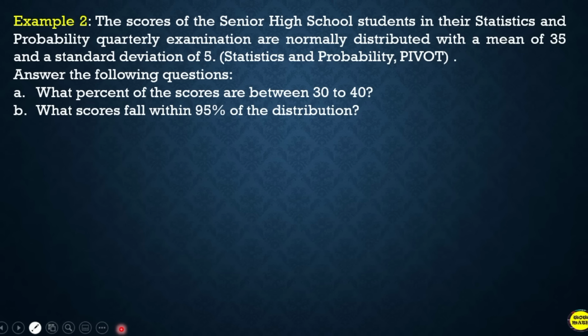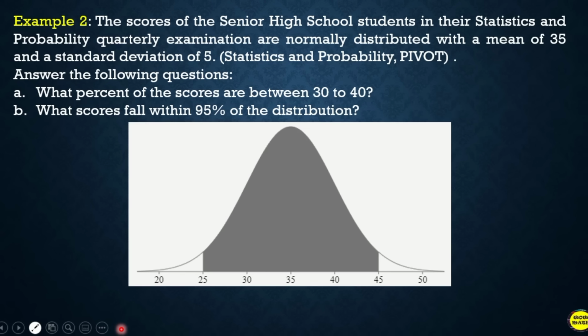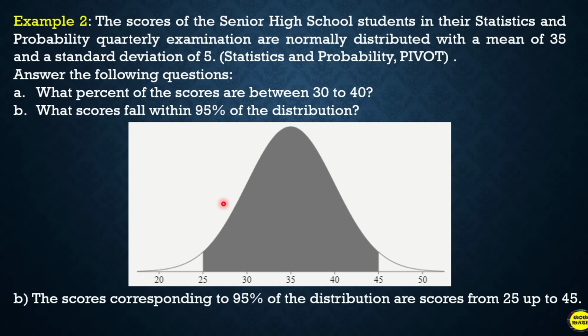So for letter B, what score fall within 95% of the distribution? So using the graph, ang 95% natin ay simula 25 to 45. Okay? From the score 25 up to 45. So ano daw yung score that fall within the 95%? So this is our 95%. So therefore, the scores corresponding to 95% of the distribution are scores from 25 to 45.